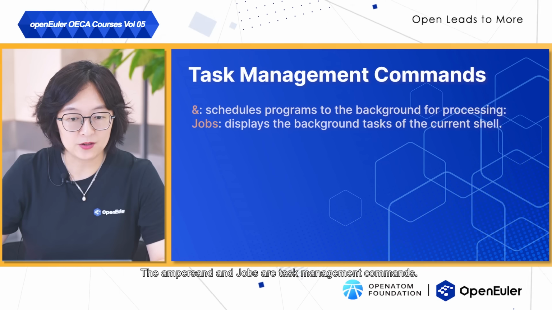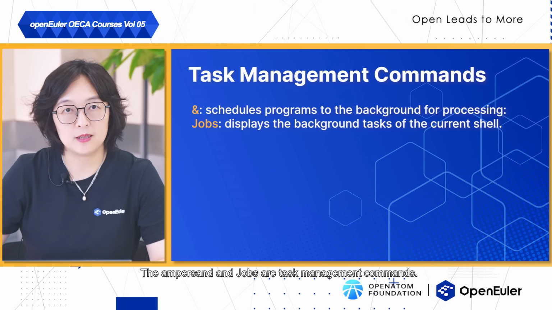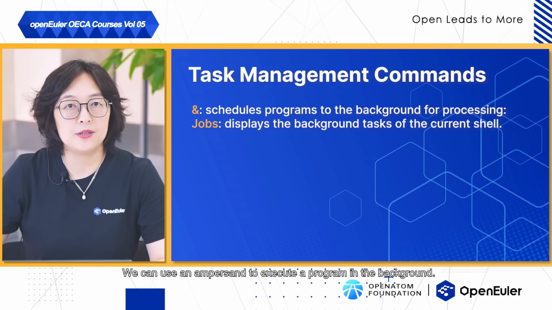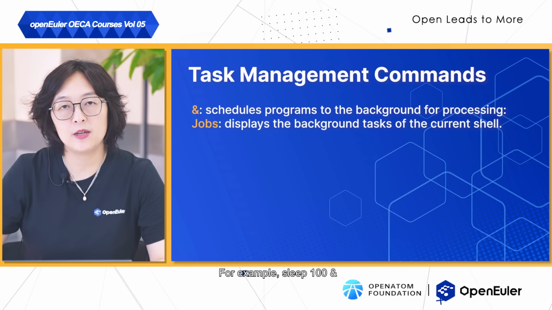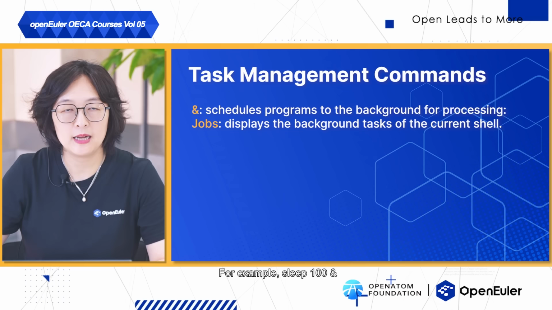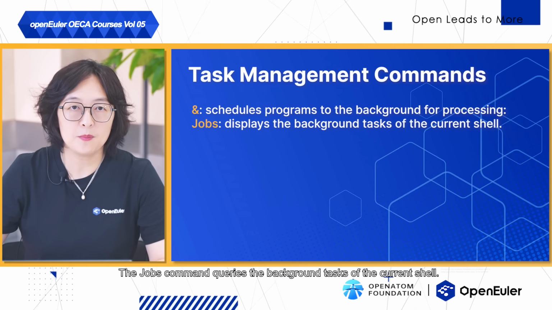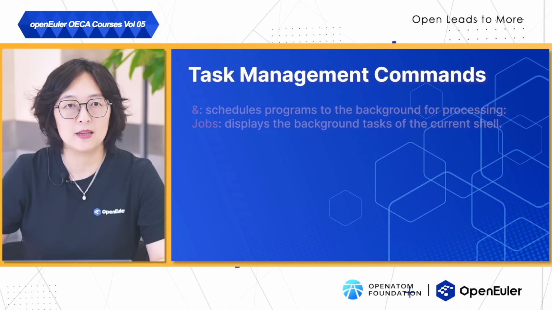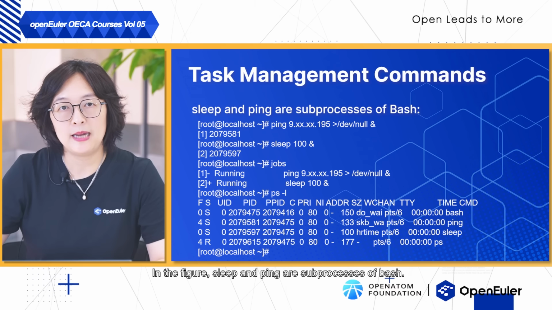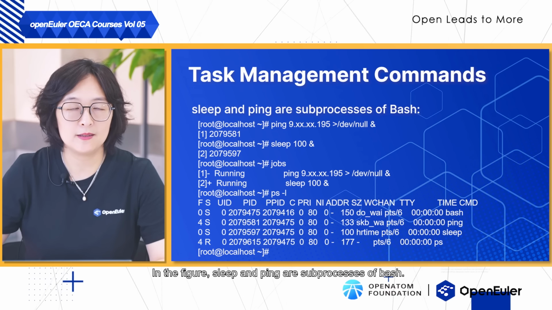The ampersand and jobs are task management commands. We can use an ampersand to execute a program in the background. For example, sleep 100 ampersand. The jobs command queries the background tasks of the current shell. In the figure, sleep and ping are sub-processes of bash.